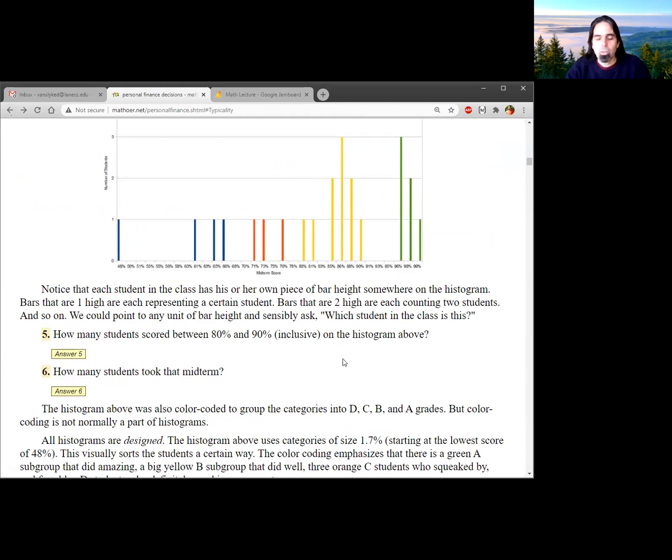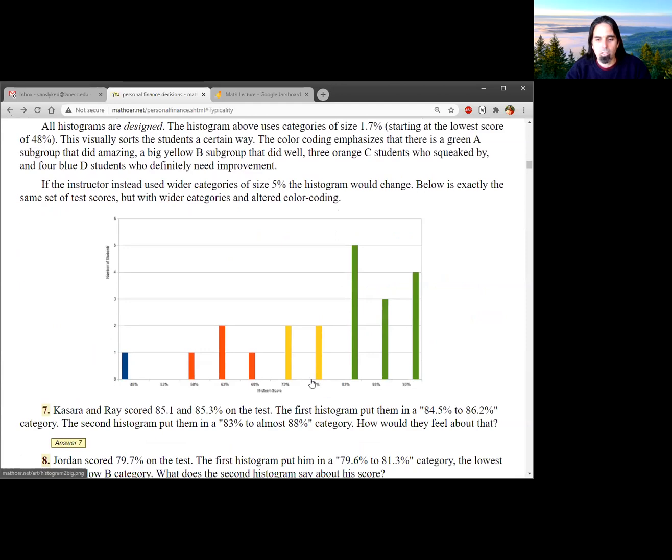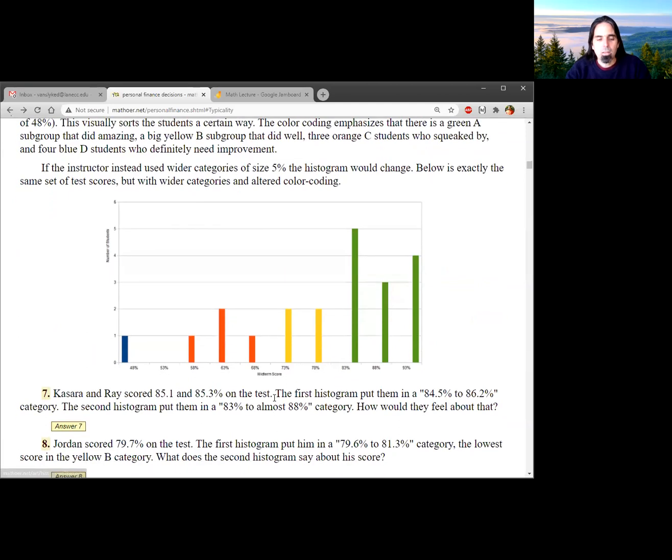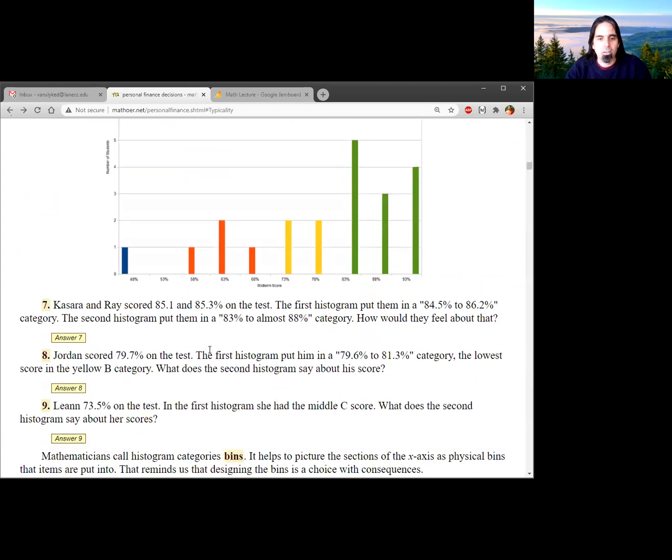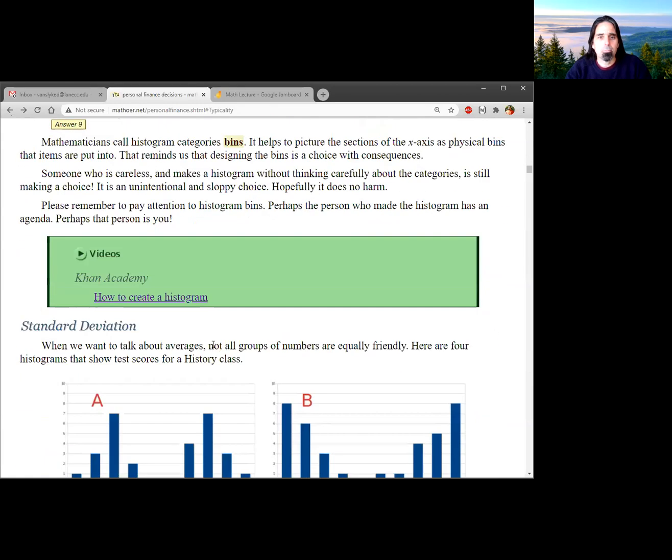So this is another way that people lie with statistics, often without meaning to. They might not realize that their choice of how big a bin is, how wide a group to make to separate people into, will drastically affect the shape that comes out. So at home, look at numbers 7, 8, and 9 a little and play with it.